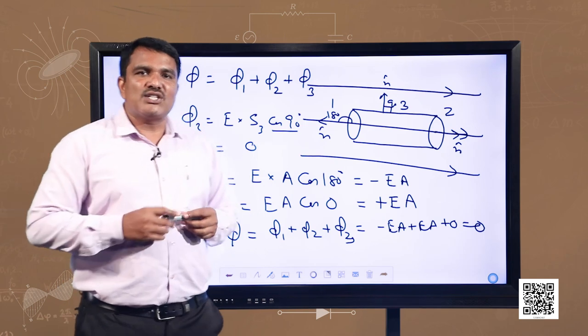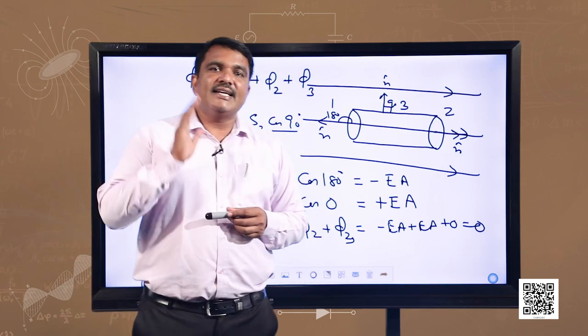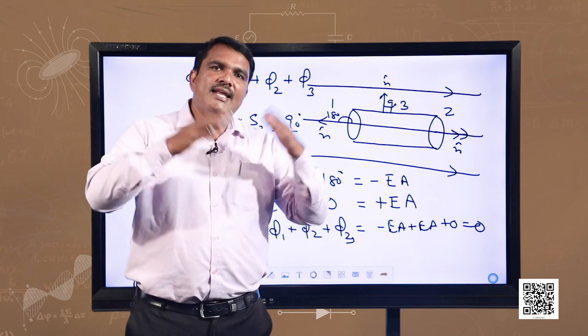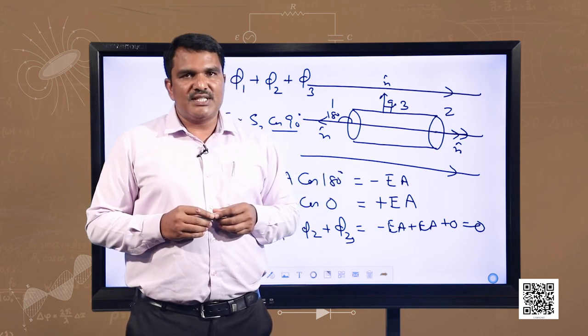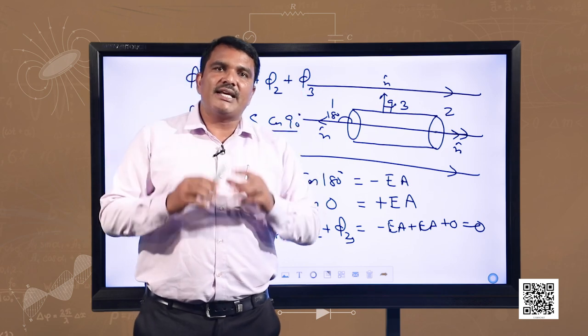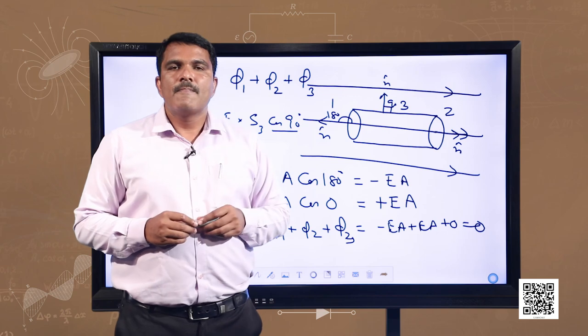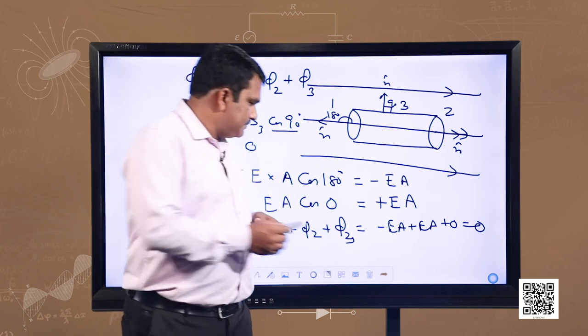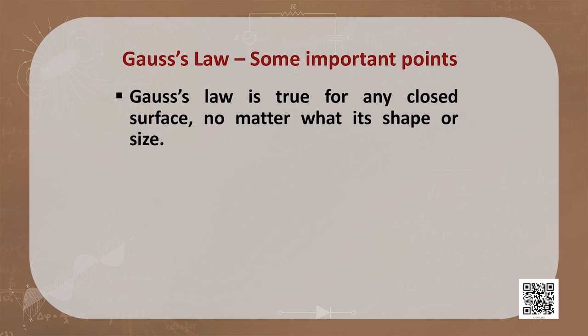The great significance of Gauss's law is that it is true in general for any arbitrary surface which is enclosing a charge, and not only for the simple cases we have discussed. Let us note some important points regarding this law. Gauss's law is true for any closed surface, no matter what its shape or size.